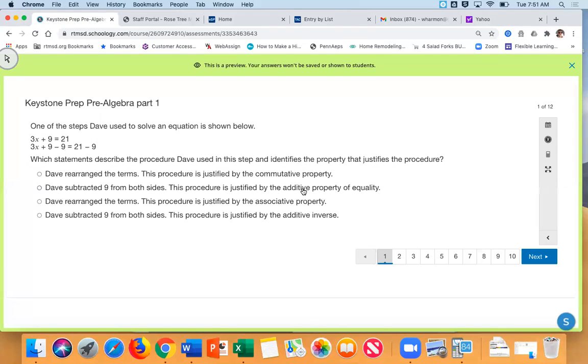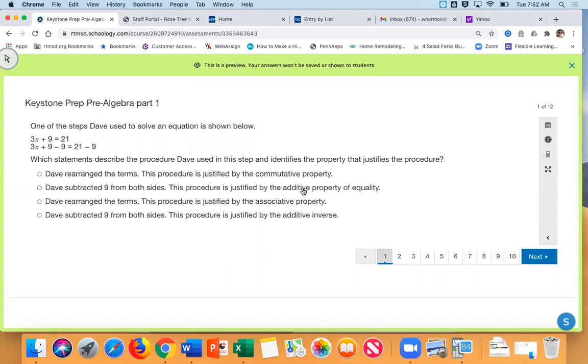All right, so here it says, one of the steps Dave used to solve an equation is shown below. So we have 3x plus 9 equals 21, and then it says 3x plus 9 minus 9 equals 21 minus 9. So I'm looking at these two steps, and I'm trying to figure out what is going on. What is different between the top and the bottom step? And I noticed they both have these minus 9s. I'm going to go through these answers and see which one makes the most sense. I'm just noticing that there's just minus 9s. That's the only thing that's different between the top step and the bottom step.